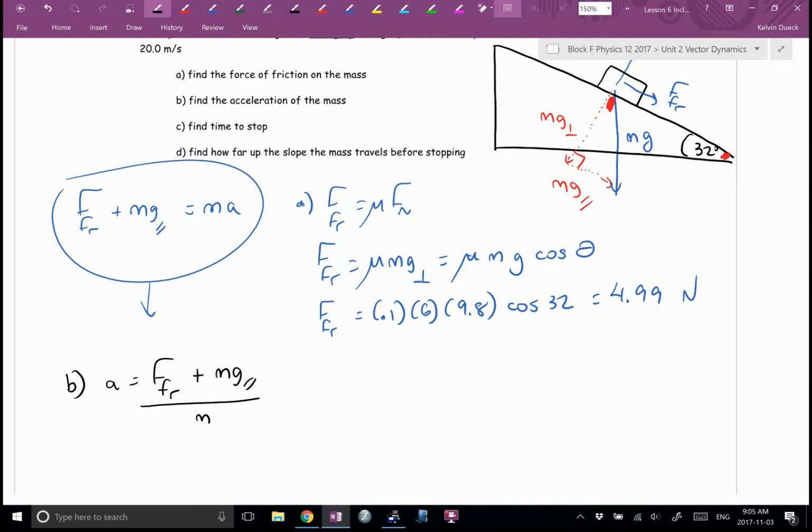Now, you could plug in that 4.99 right here, but I'm going to do this algebraically. I have a feeling there's a good chance that my m's may actually end up canceling. Let's find out. Friction, we already wrote, that was mu mg cos theta. I just dropped that expression down to there. Plus, what was mg parallel? Those two lines. What? Oh.